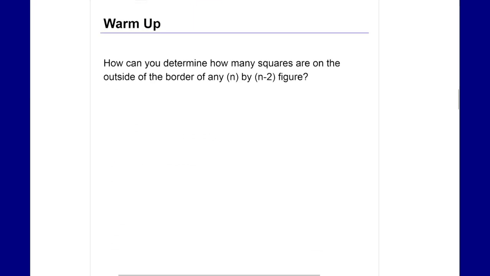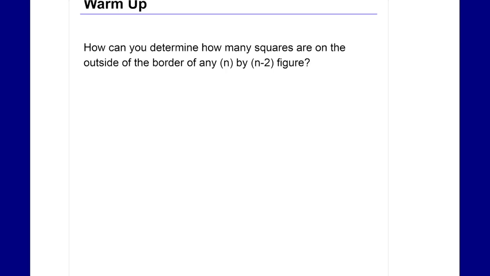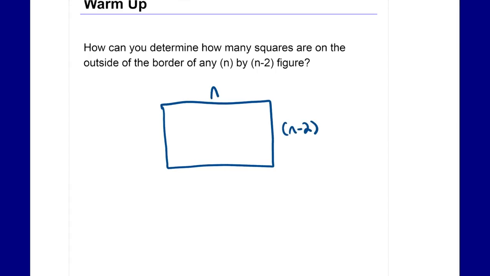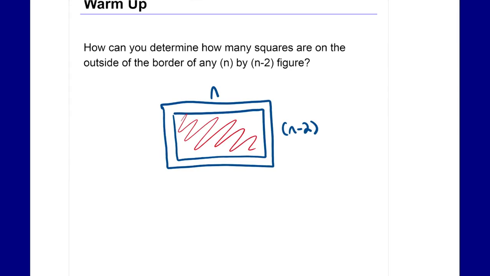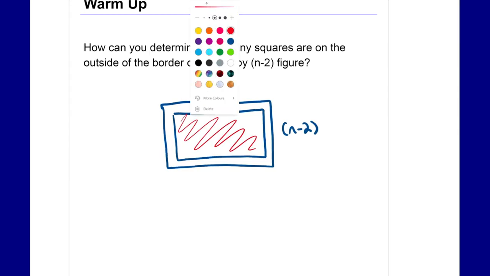Now, what if it was an n by n minus 2 figure? So same idea. We have our border. We have one side that is n and the other one that is n minus 2. And we want to find the outside border. So we kind of look hypothetically at something like that. What would the inside be represented as? How could we represent the inside?